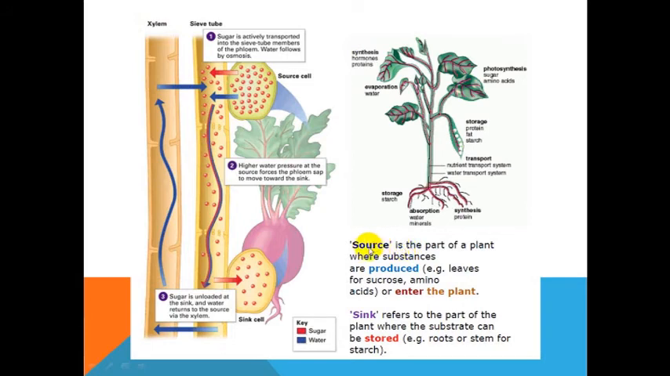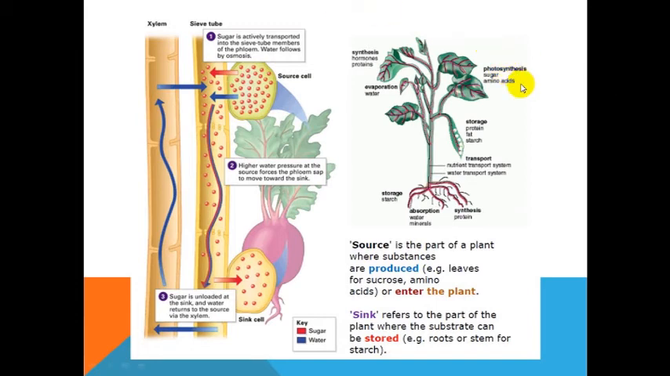The source is the part of the plant where substances are produced, for example the leaves. The sink refers to the part of the plant where the substances can be stored, for example the root. The diagram of this plant here shows how translocation and transpiration happen at the same time.